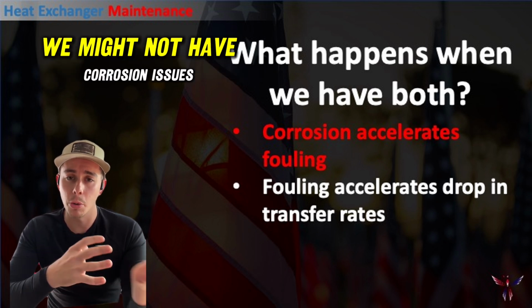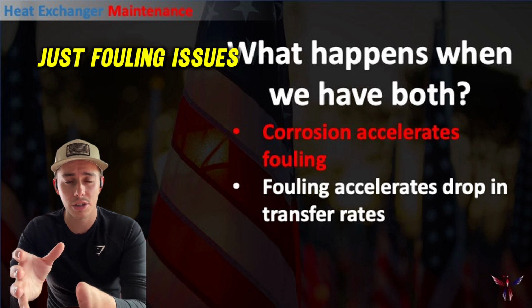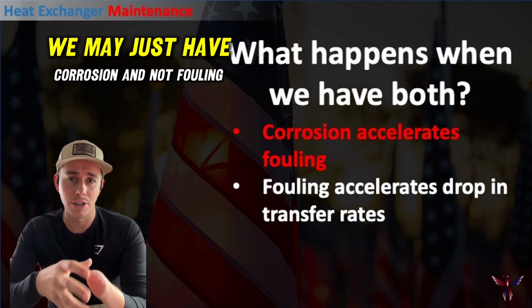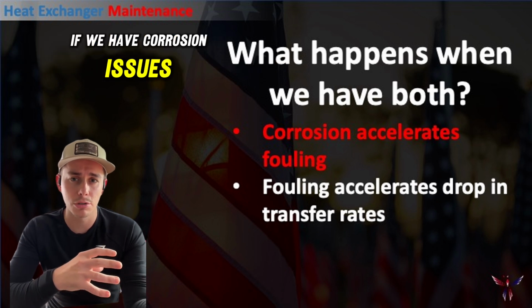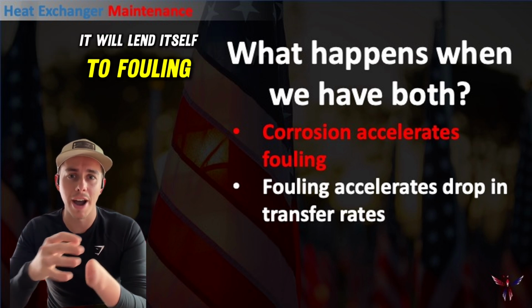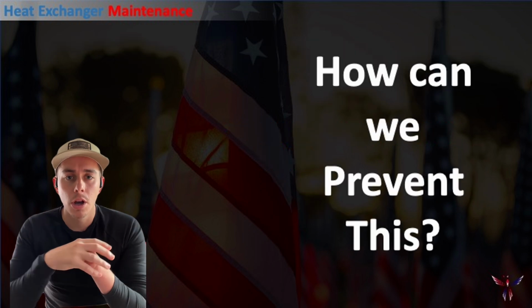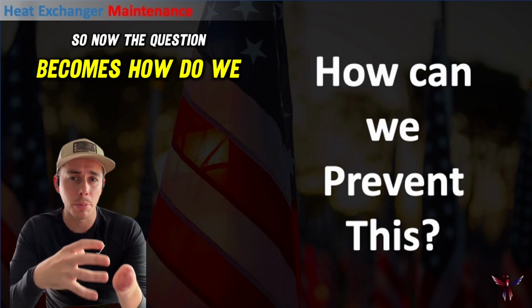Now, in some cases, we might not have corrosion issues, just fouling issues. And in some cases, we may just have corrosion and not fouling. Although, generally speaking, if we have corrosion issues, it will lend itself to fouling issues further down the road. So now the question becomes, how do we prevent this?